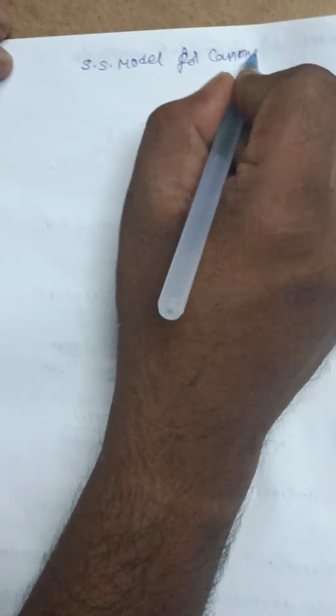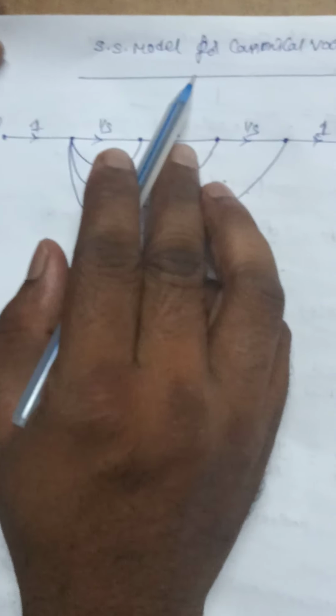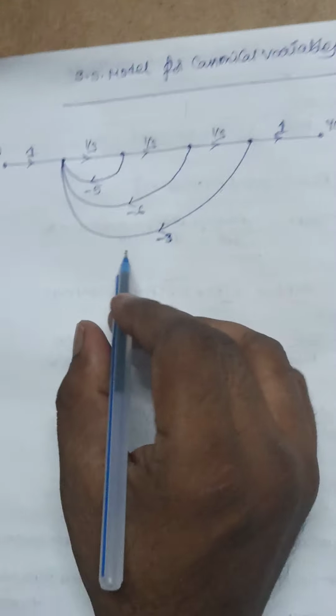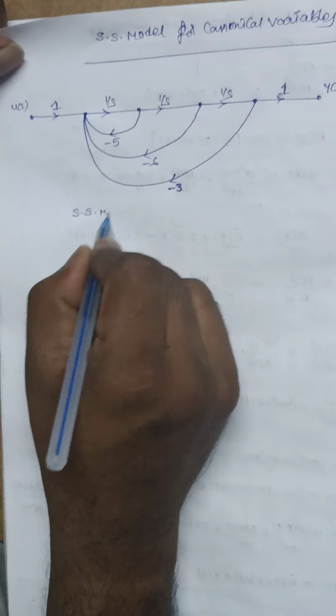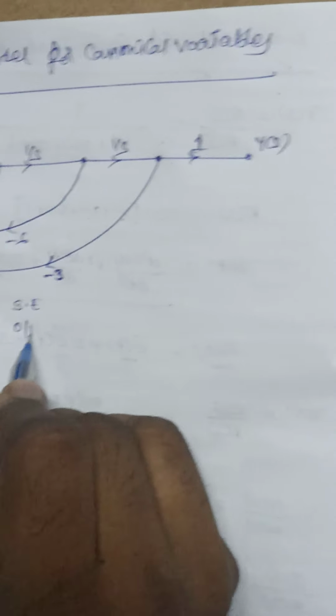Next is the state space model for canonical variables. In this state space model for canonical variables, if a signal flow graph is given like this, then how do we find the state space model? That means how to write the state equation and how to write the output equation.